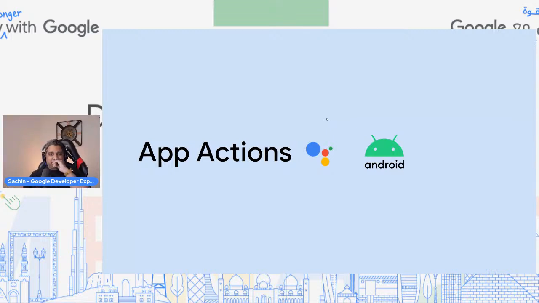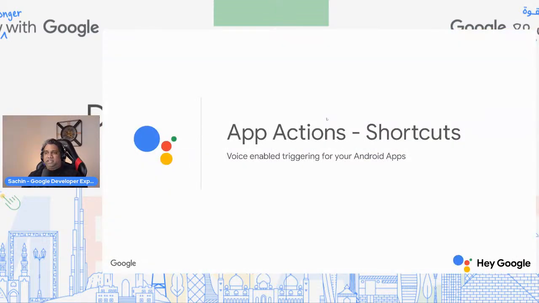So what does that mean? Let's say, for all the Android developers out there, you have built your own application, and now you want to voiceify your Android app. What's the best way to do that? The best way is by using app actions. App actions allow you to take your existing Android app and extend the Google Assistant so that users can interact and get things done through your app in a quick and fast manner. And how is that done? That is done through app action shortcuts.